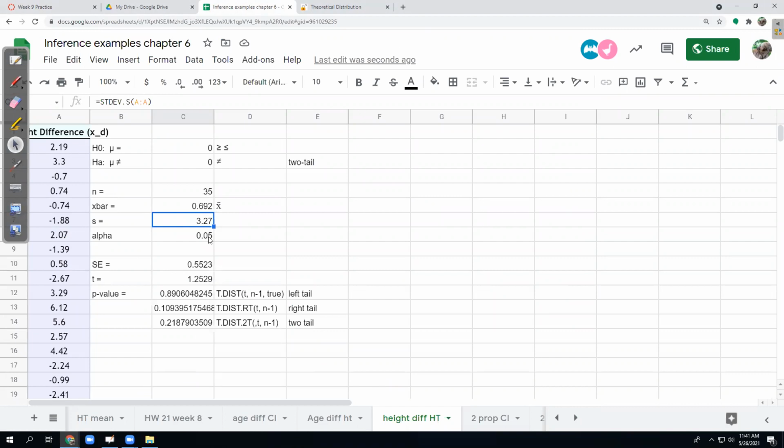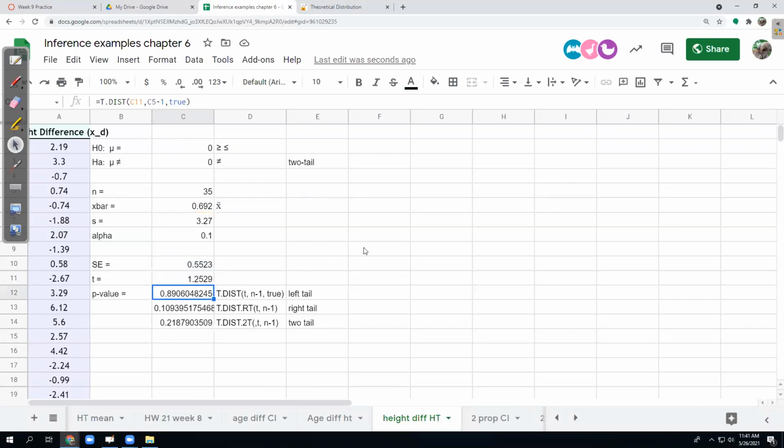And then our alpha, we were given 10%, so I got to change that. So 0.1 is 10%. Standard error is just the standard deviation of the data divided by the square root of the sample size. So I got that in there. T-score, same kind of T-score we usually get. We take our sample statistic, our X bar, we subtract the null value, and then we divide by the standard error. So I got that in there correct.